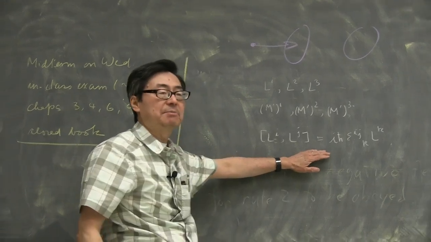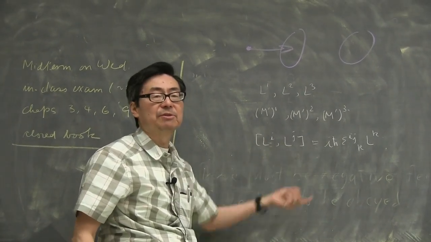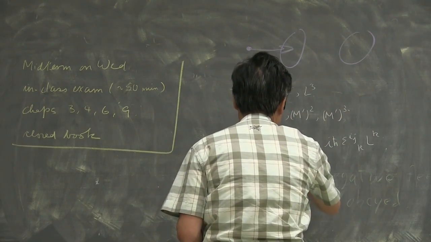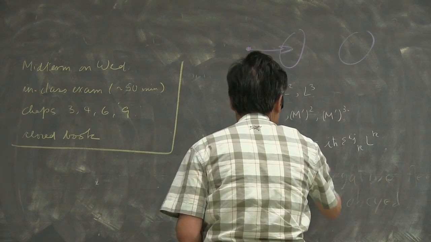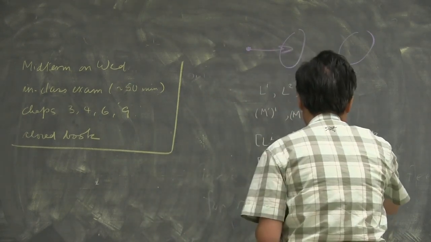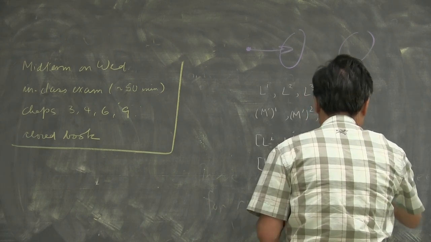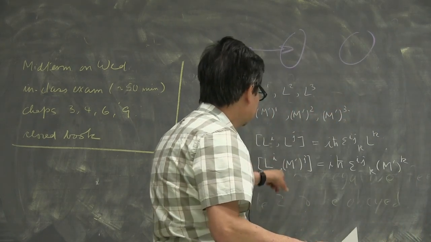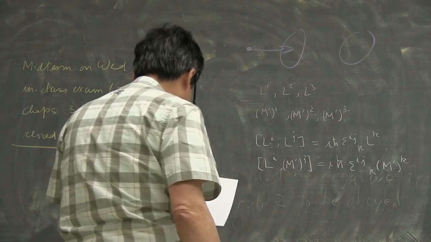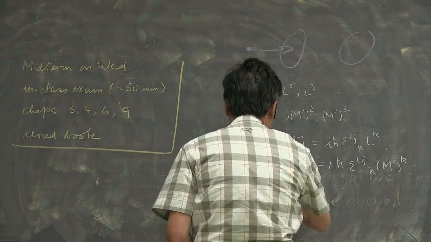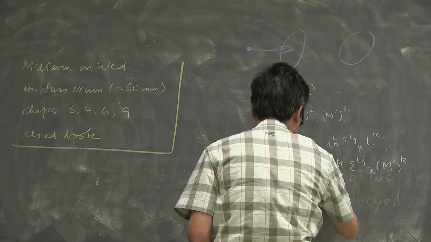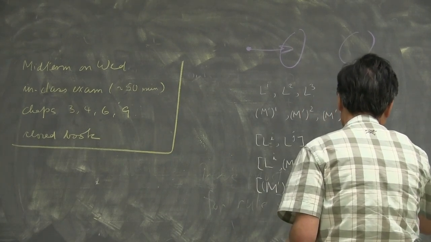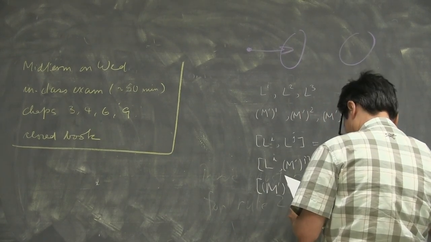So this apparently forms a subalgebra because all the L's commute among themselves, so to speak. Okay. Next one we have sort of mixes the L's with the M's. So this is iħ ε_ijk M'_k. So when you commute the L's with the M's, you get back the M's. And then finally, interestingly, when you commute the M's, it gives you back the L's in this way: iħ ε_ijk L_k.